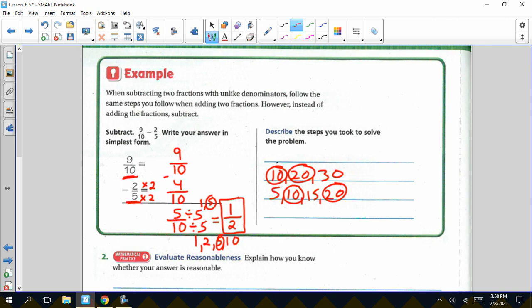So when we are adding and subtracting fractions, you first have to find a common denominator. So you count by both denominators until you find something they have in common. Then you change to equivalent fractions. We change 2/5 into 4/10. Once the denominators are the same, you then can subtract the numerators and get your answer. The last step is always to look to see if we can put it into simplest form.